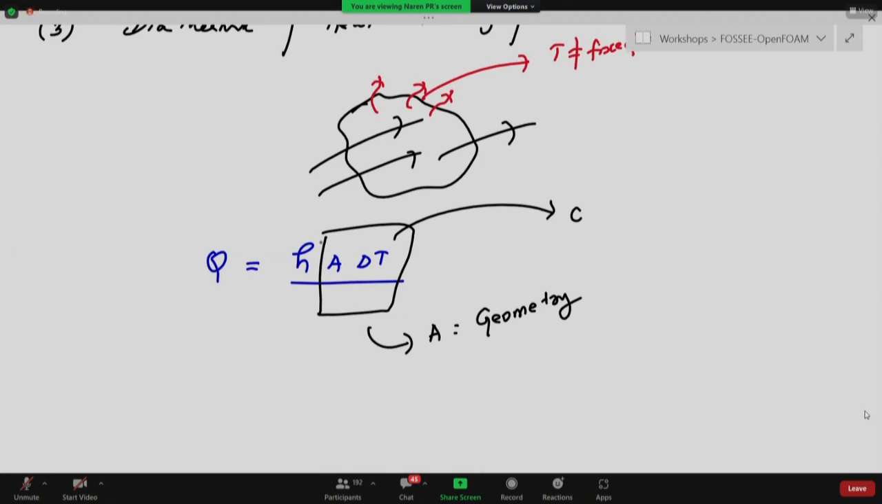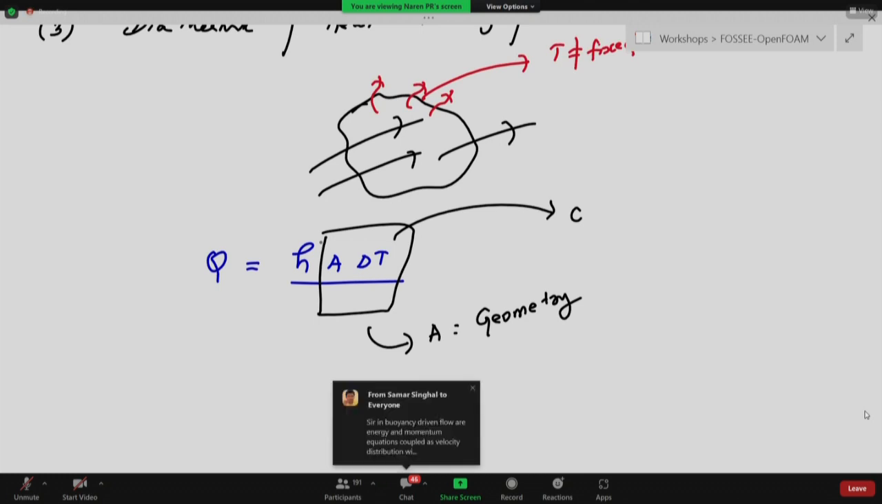Okay, so any other questions? I think I'll stop here. I do know that we didn't do elaborate derivation, but that's fine. I think in one hour, we have to just understand and appreciate what is the problem that we are going to do and what is heat transfer. I hope you have got a fair amount of understanding.